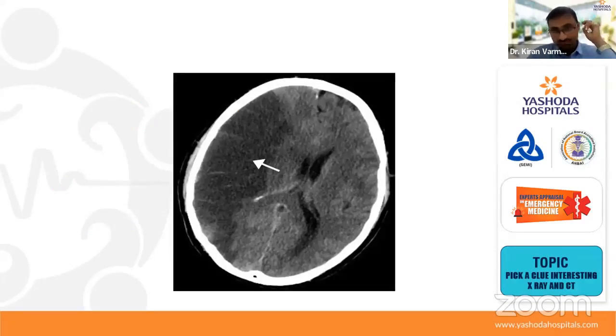So this is the CT scan. So what do you think? Infarct or hemorrhage? Ischemic stroke or hemorrhagic stroke? How does ischemic stroke appear in CT? Yes, hypodense. This is the right MCA territory. Right MCA territory infarct.